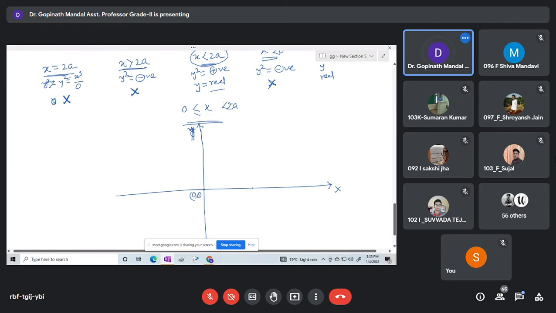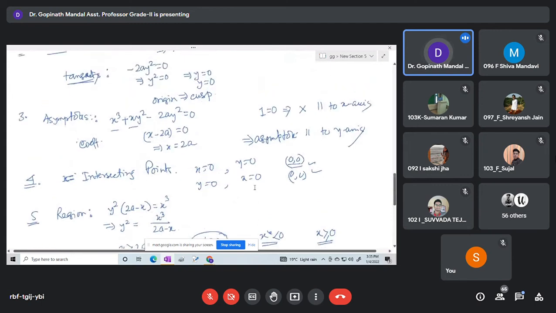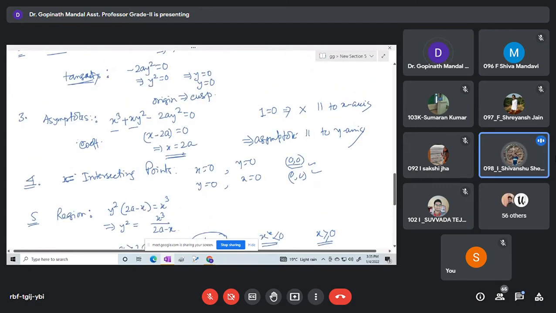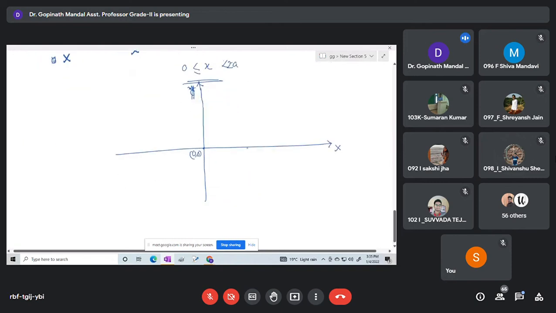Now, the equation of the asymptote. What is the asymptote? The asymptote is x equal to 2a. First draw the asymptote. Suppose this is 2a, x equal to 2a. Draw the asymptote. This is x equal to 2a.